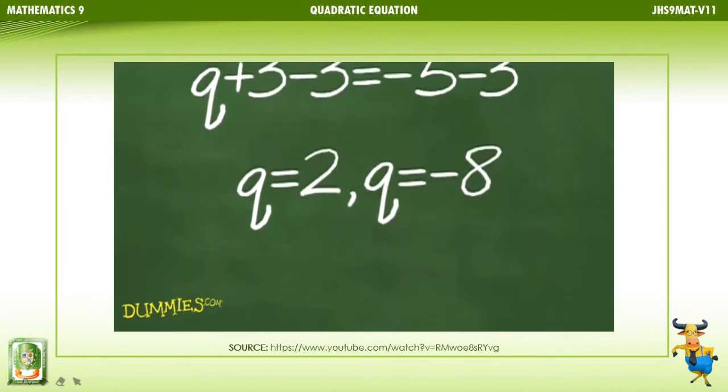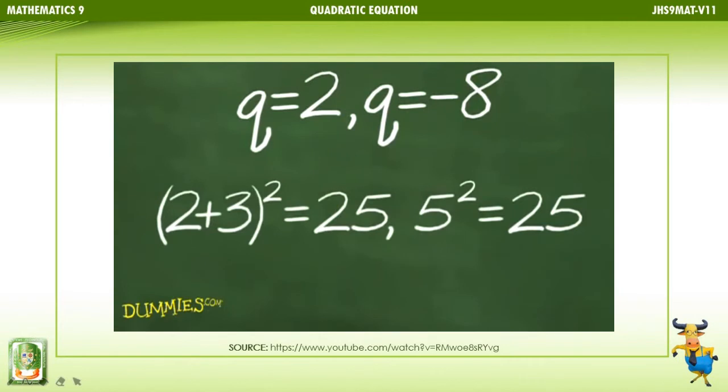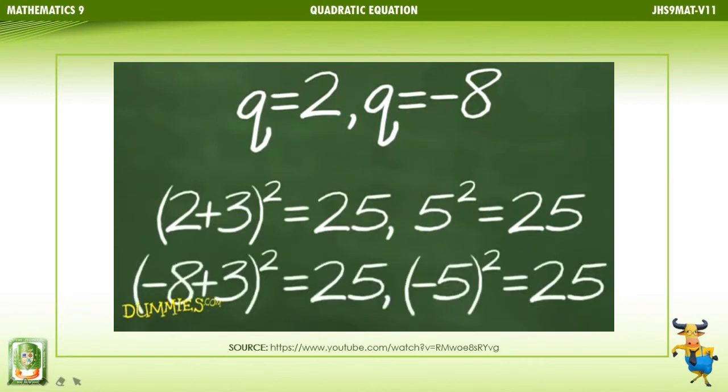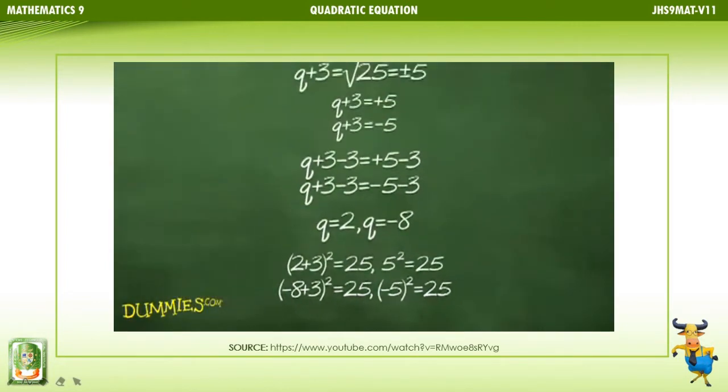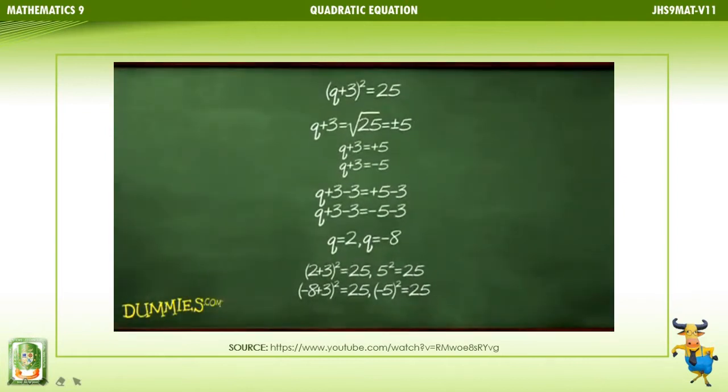This one definitely needs to be checked. Putting in the 2 for q, the expression equals 25, and putting in the negative 8 for q also equals 25. So yes, they both work. Now, you won't be boxed in when you apply the square root rule in algebra.